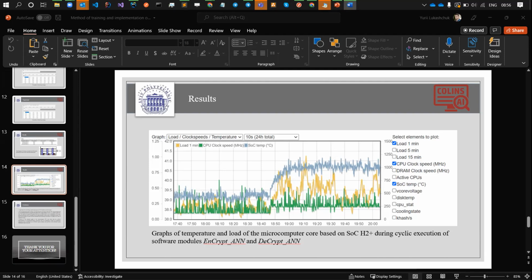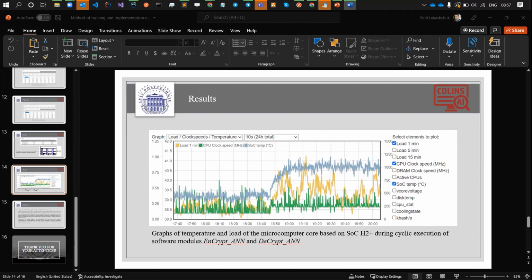Another important parameter when creating a data processing system based on a microcomputer is the temperature of the device, which is the result of CPU usage and indirectly indicates the intensity of the calculations. To assess the dynamics of temperature changes, a script was used, which performs neural network cryptographic encryption and decryption operations in a loop. The script in the loop alternately runs the developed encryption and decryption software modules with a delay of 0.1 seconds, and thus loads the microcomputer processor. Next, the processor temperature parameter is read and output to the control console.